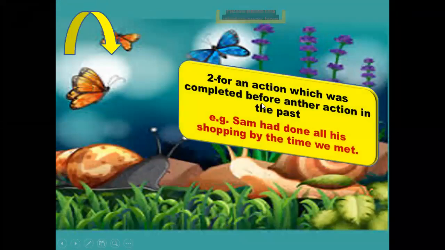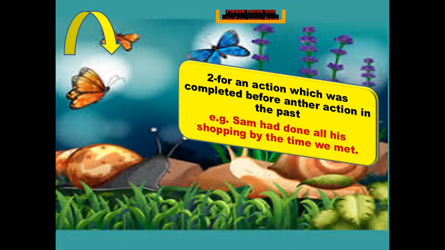Then we have the second use: for an action which was completed before another action in the past. When two actions happened in the past and one happened after the other, the first action must be in the past perfect simple tense and the second action will be in the past simple tense. Like this example, Sam had done all his shopping by the time we met. So, what is the first action here? Sam had done all his shopping, and then we met.